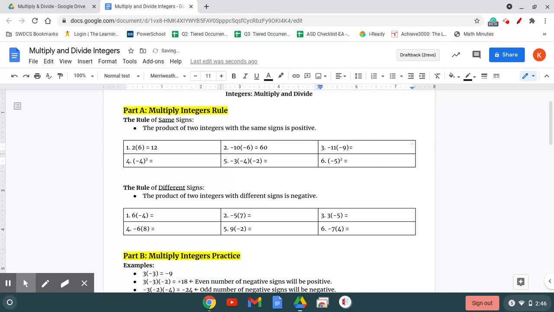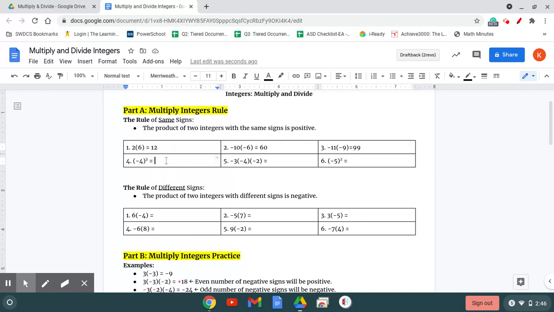All right, number 3, negative 11 times negative 9. Two negatives make a positive. So this is going to be positive 99. Remember, any number times 11 is just that number twice. So 11 times 2, 22. 11 times 9, 99.